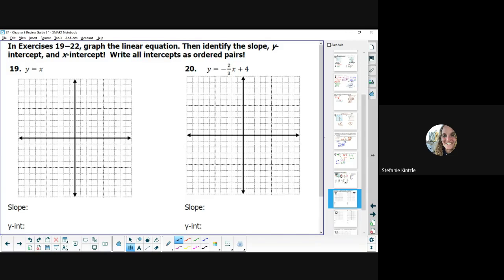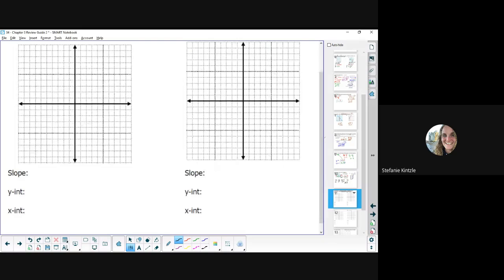Then identify the slope, x-intercept, and y-intercept. Write all intercepts as ordered pairs. I am afraid you guys are going to forget to do this. So what I would do is go through and write them all as ordered pairs to begin with, just so you don't forget.